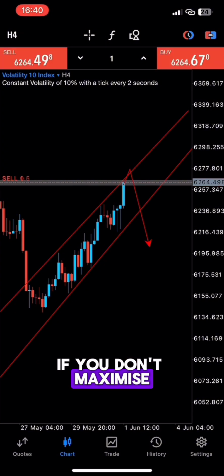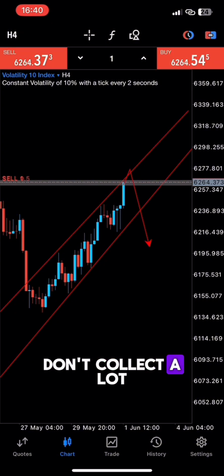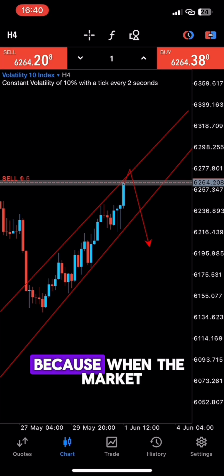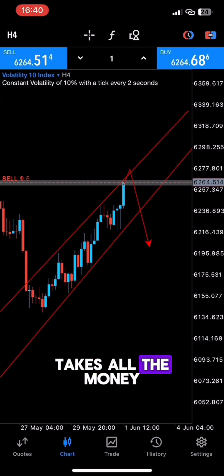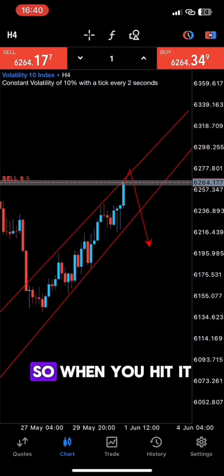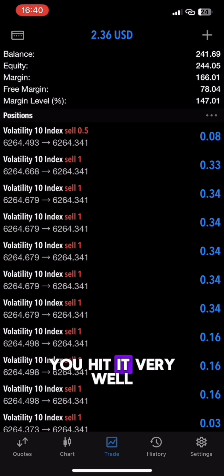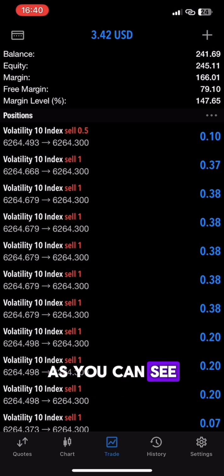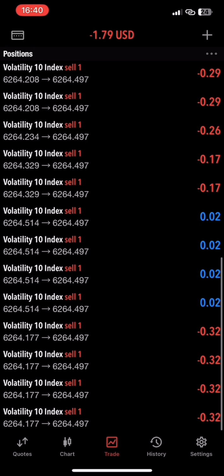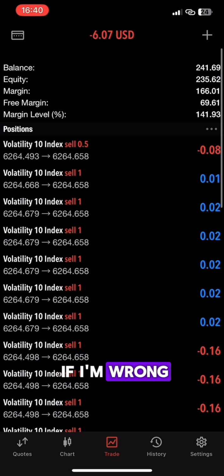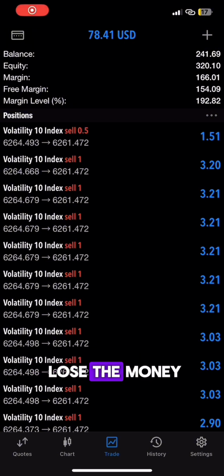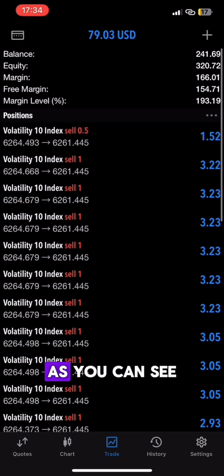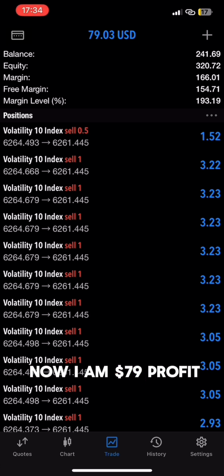If you don't maximize, it means you just don't collect a lot of profit, which isn't a good thing, because when the market hits you, it hits you very well, that it takes all the money that you have. So when you hit it, please make sure that you hit it very well. As you can see, I've put a lot of positions. This just means that if I'm wrong, I'm just going to be beaten, and then that's it. Eventually, I will just lose the money. But however, I was correct. As you can see, now we're in $79 profit.